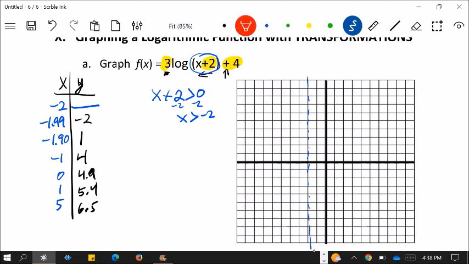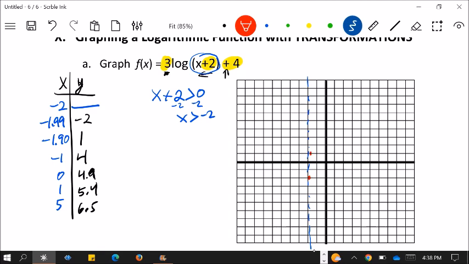I'll put this in red. Negative 2 we can't use, but negative 1.99, as close as I can get, is a negative 2. And then next, let's see, negative 2, positive 1. So that means the next one's right up here, that negative 1.9.